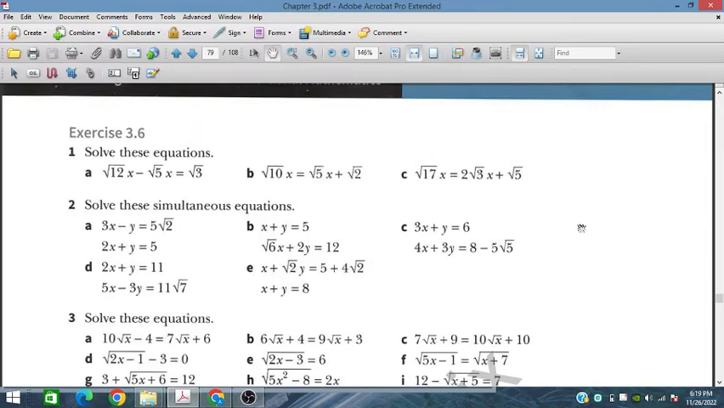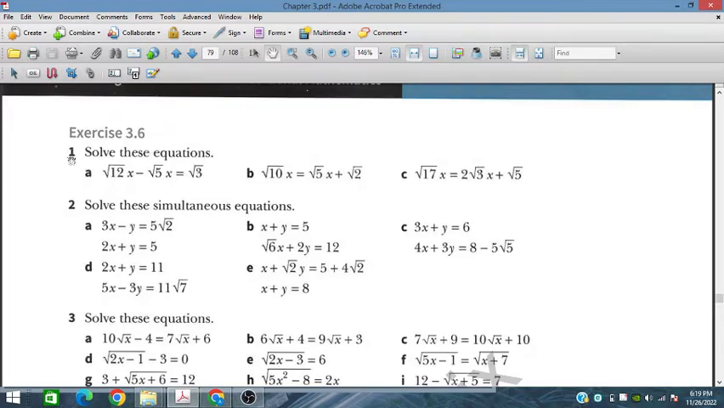Bismillah ar-Rahman ar-Rahim. In this session, we will discuss exercise 3.6 of additional mathematics for O-level and IGCSE students. In this session, we will solve some equations involving surds.